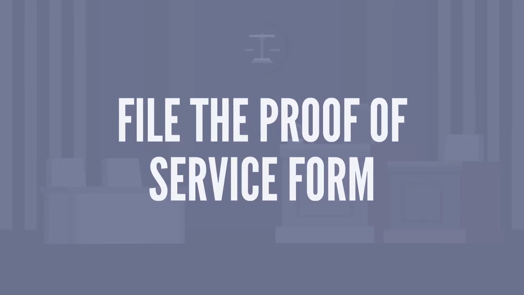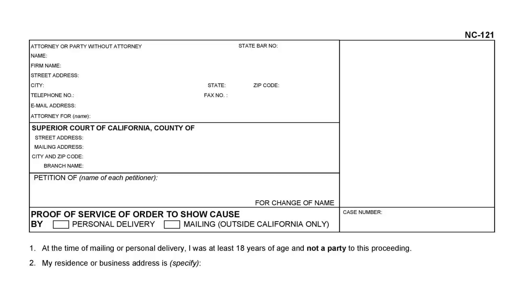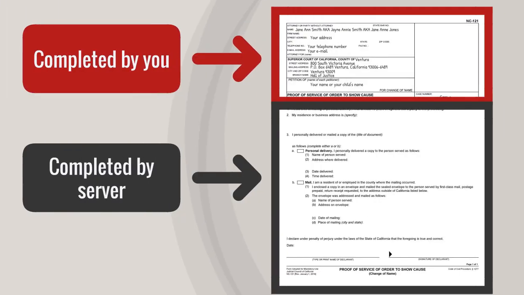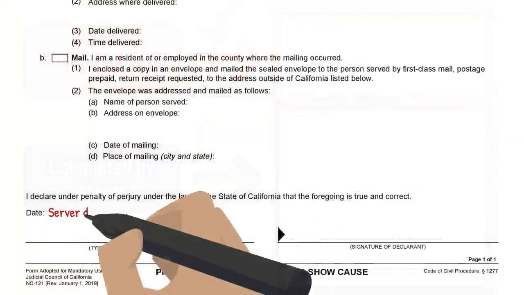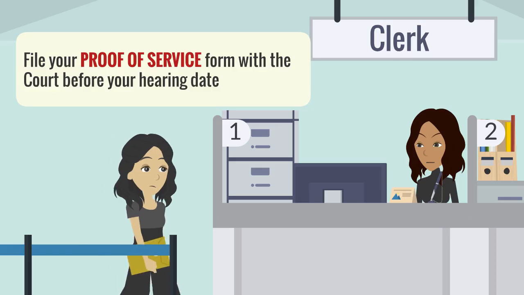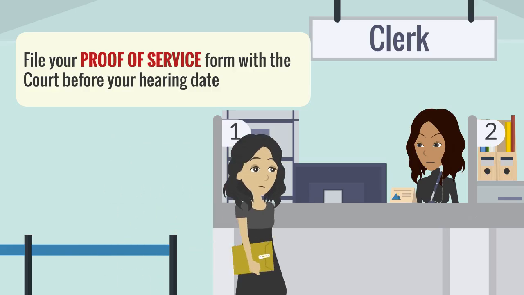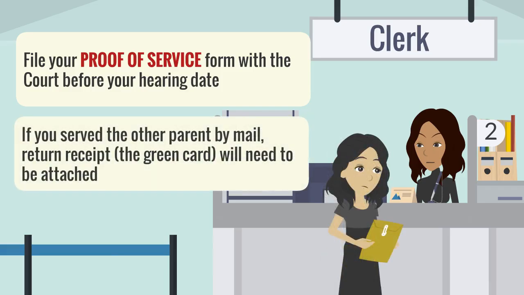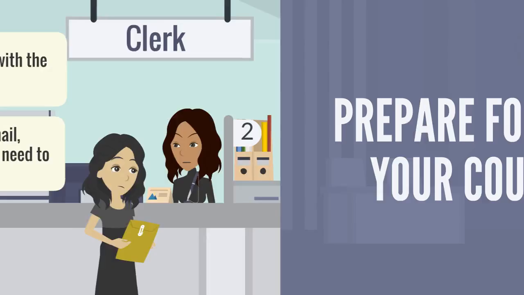Once the Order to Show Cause has been served, the server will have to complete the proof of service. When completing the proof of service, the heading on the proof of service form is completed the same way you filled out the heading on the other forms. The server will complete the form, date, print their full name, and sign the proof of service form. You then need to file the proof of service form with the court before your hearing date. If you serve the other parent by mail, the return receipt, the green card, will need to be attached.